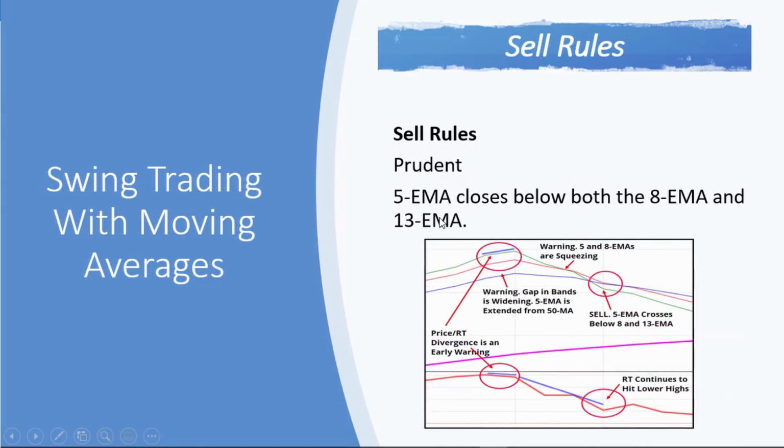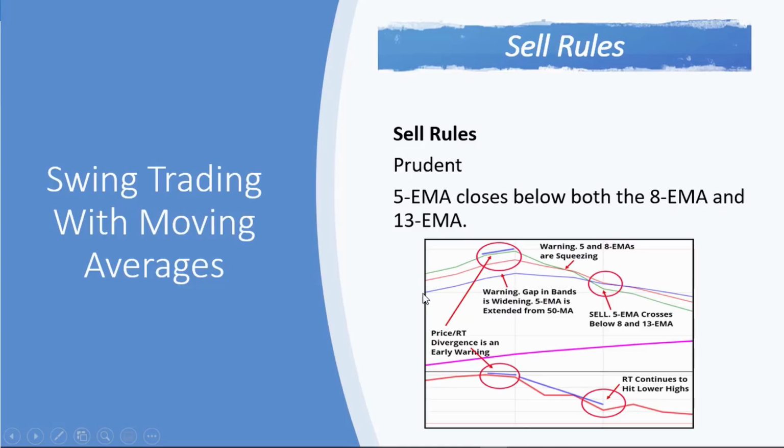And the sell rule is, and this is again prudent, there are earlier indications, like I mentioned, to exit a position, but we're going to focus on the prudent sell criteria here, which is when the 5-day EMA closes below both the 8-day EMA and the 13-day EMA. Remember, closes, not just dips below it during the day. It has to close below the 13 and the 8.